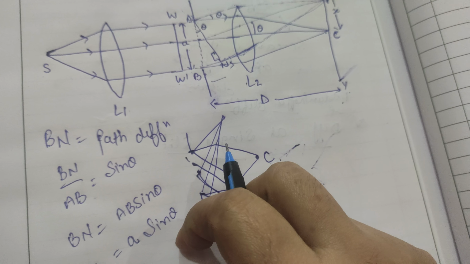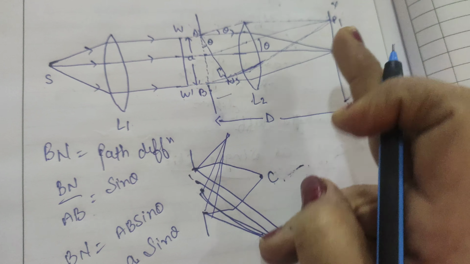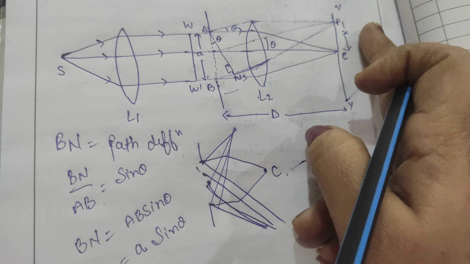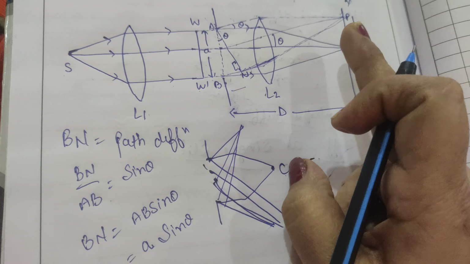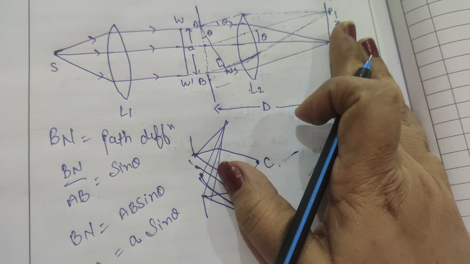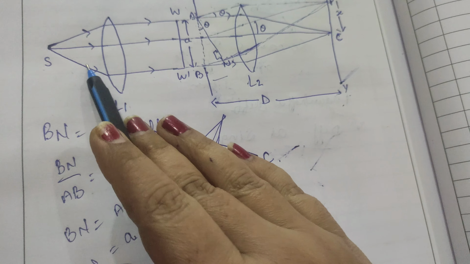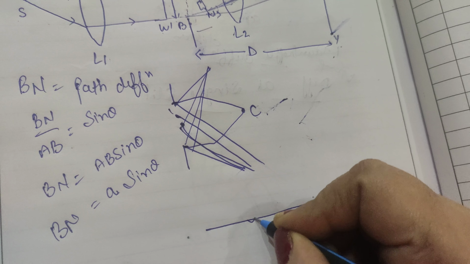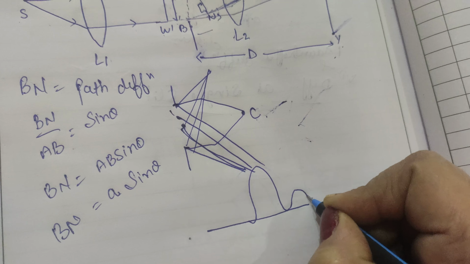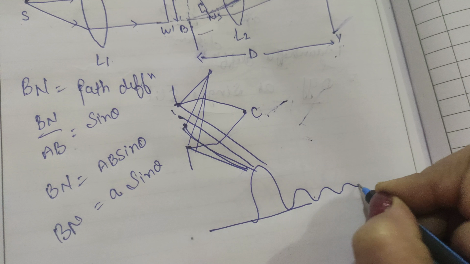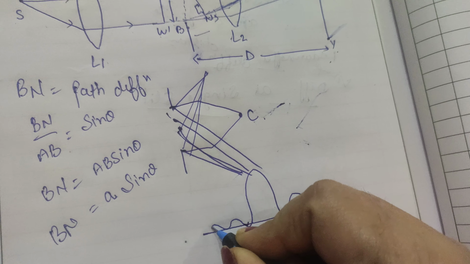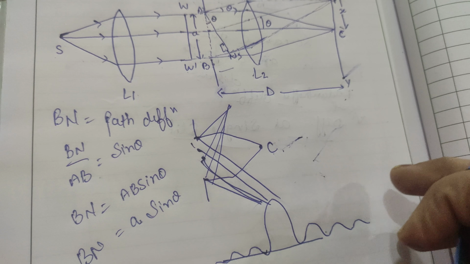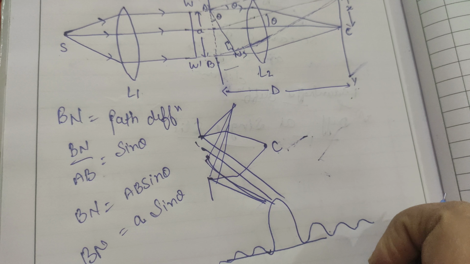Now the value of this path difference will decide whether point P1 corresponds to the position of a secondary minimum or maximum. It is observed that when monochromatic light is made to pass through the slit, we obtain a pattern like that: a central maximum, and then the intensity of the maxima and minima goes on decreasing. Now let us discuss the positions of the secondary minima and secondary maxima.